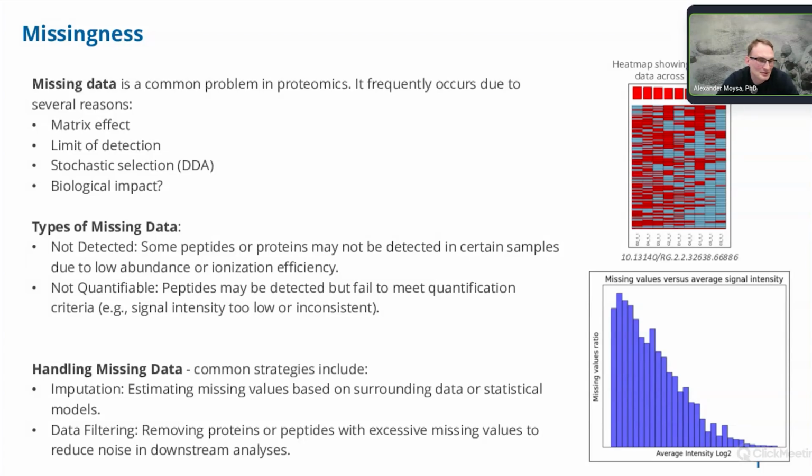There are different ways to handle missing data. One is filtering of this data, and another is imputation. The choice of method depends on the amount of missing data and the design of the experiment. Filtering is often used when missing values are extensive and random, while imputation can be applied when the missingness is minimal or systematic.